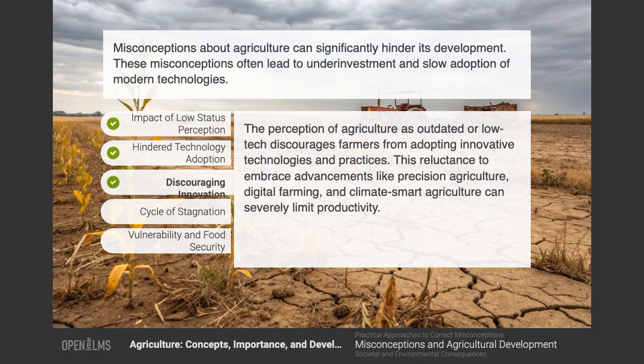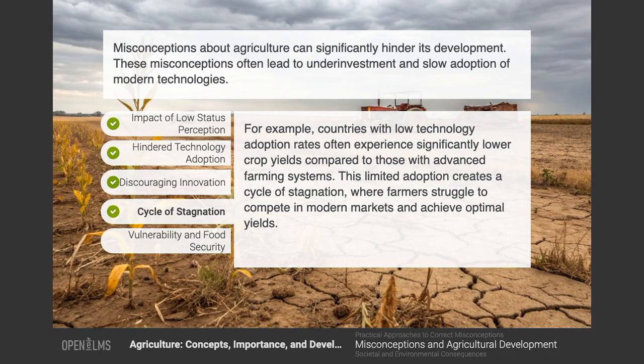The perception of agriculture as outdated or low-tech discourages farmers from adopting innovative technologies and practices. This reluctance to embrace advancements like precision agriculture, digital farming, and climate-smart agriculture can severely limit productivity. For example, countries with low technology adoption rates often experience significantly lower crop yields compared to those with advanced farming systems. This limited adoption creates a cycle of stagnation where farmers struggle to compete in modern markets and achieve optimal yields.